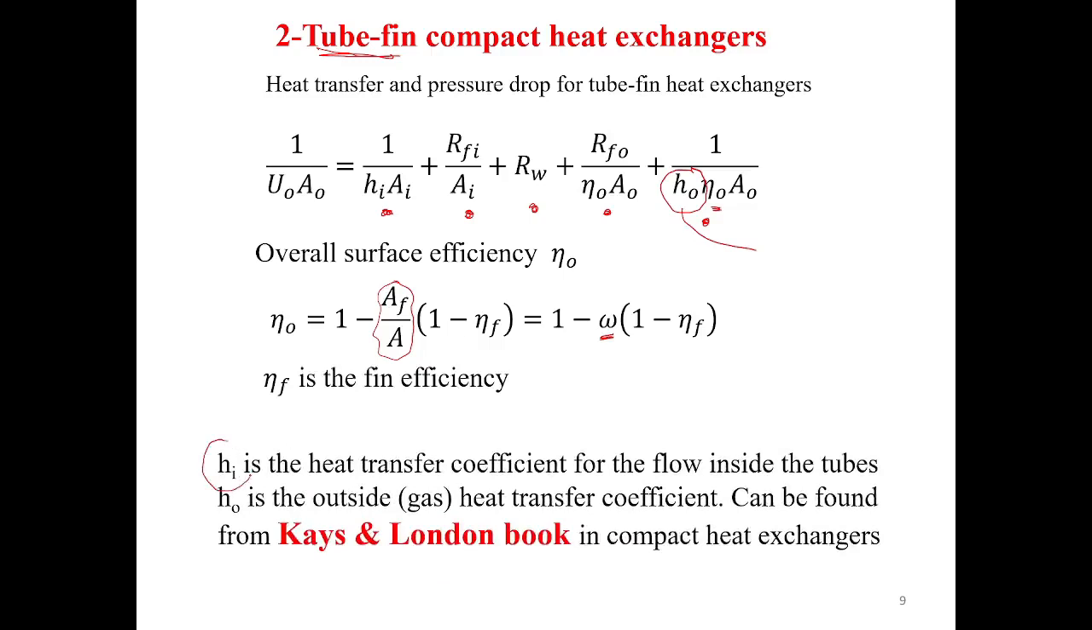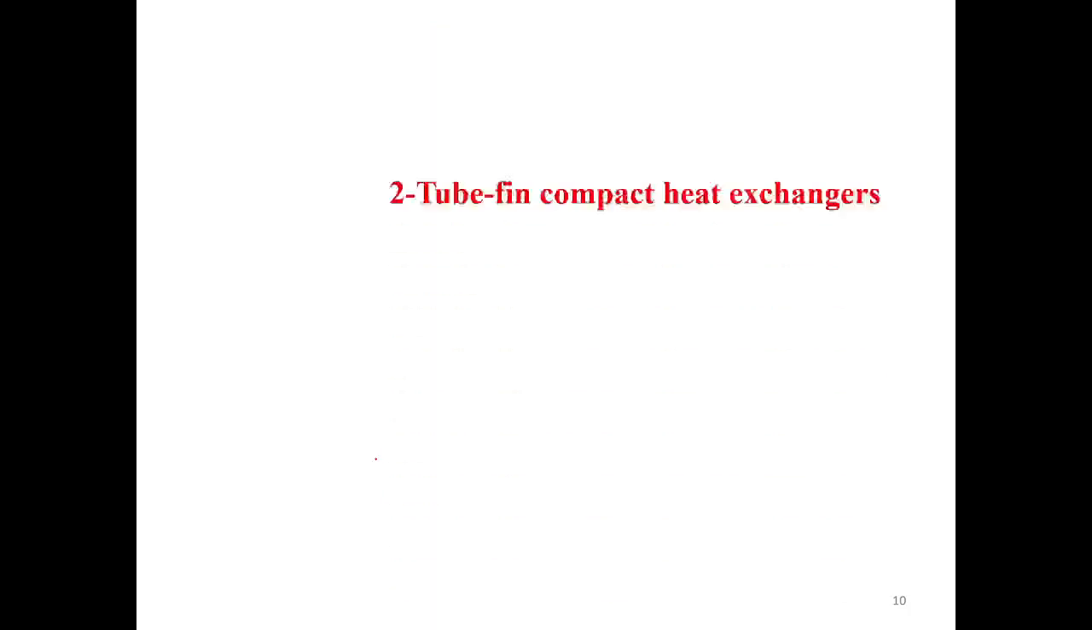Generally, h_i, which is the heat transfer coefficient for the internal flow inside the pipe, can be calculated from the correlations for flow inside a pipe or tubes. And h_0, which is for the gas side, we have to use the figure that we indicated just a while ago, which gives you the friction coefficient and the j factor, from which you can calculate the h value. So h_i is very well known for heat transfer inside tubes, and h_0 is the heat transfer coefficient for the gas side that has to be calculated using Kays and London figures and tables.